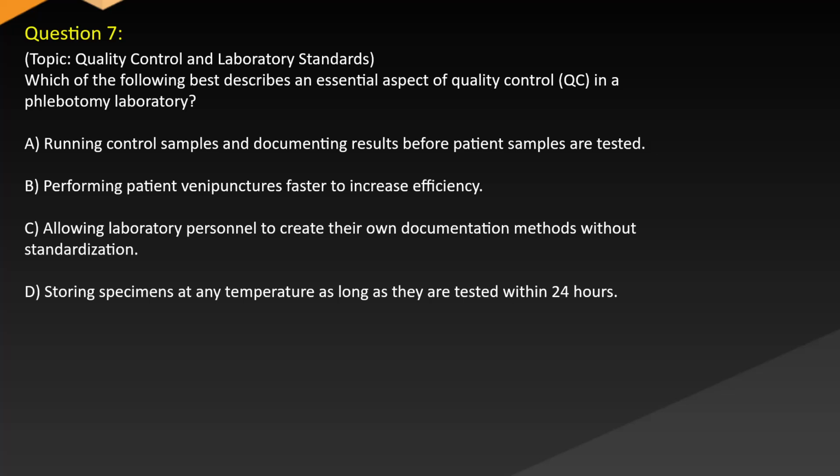Which of the following best describes an essential aspect of quality control (QC) in a phlebotomy laboratory? A. Running control samples and documenting results before patient samples are tested. B. Performing patient venipunctures faster to increase efficiency. C. Allowing laboratory personnel to create their own documentation methods without standardization. D. Storing specimens at any temperature as long as they are tested within 24 hours.